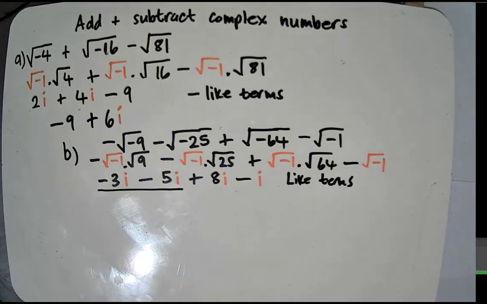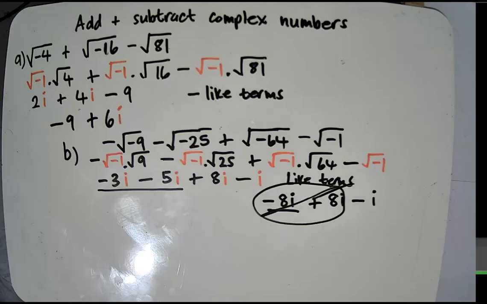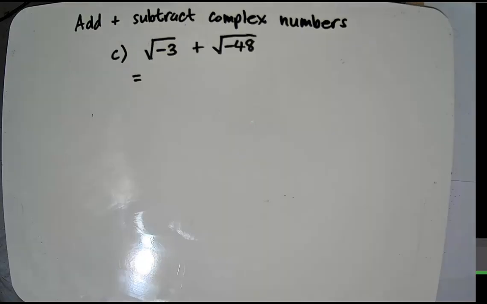The next one will be 8i minus the i. These are all like terms. So minus 3 minus 5 will give us -8. So negative 8i plus 8i minus i. Our answer will be minus i, because the minus 8i plus 8i will give us 0. So our answer here will be 0 minus i.